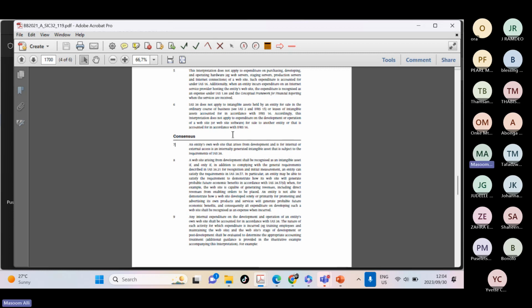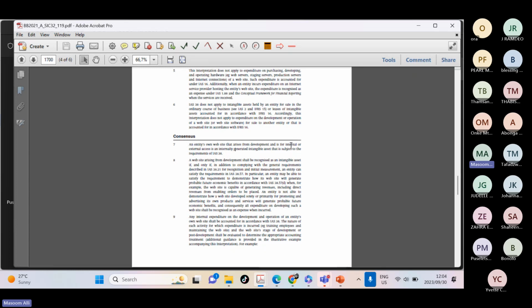And you will say that an entity's website that arises from development, and is for internal or external access, is an internally generated intangible asset that is subject to the requirements of IAS 38, right? This is a requirement. You must write that down when you are answering your theory question, okay?